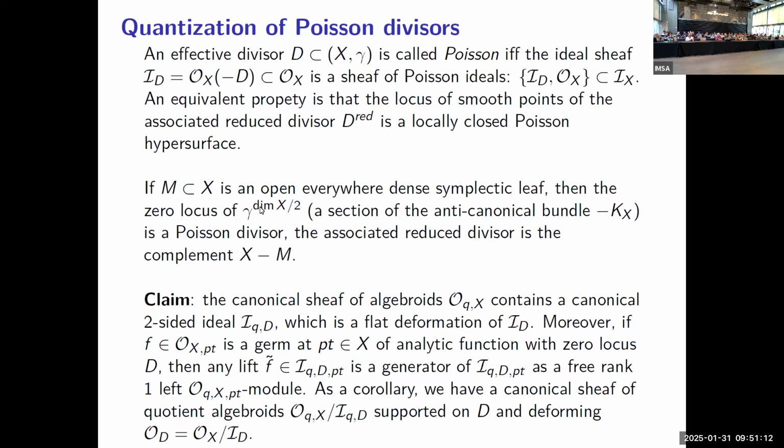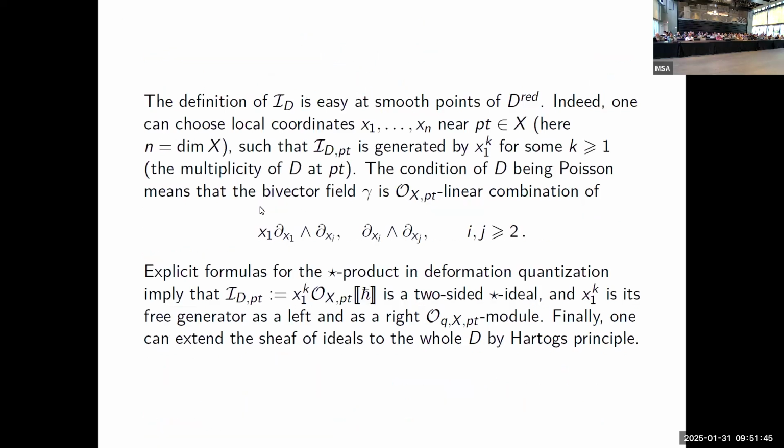Then take, I think, I'm not totally sure, if you take any lift of this function, then you get a generator of an ideal, but in fact it will be a two-sided ideal. It will be automatically not just a left ideal, it will be automatically a right ideal. It will be a two-sided ideal, and you get a quotient algebroid supported on the divisor, deforming the sheaf of functions on a maybe non-reduced divisor.